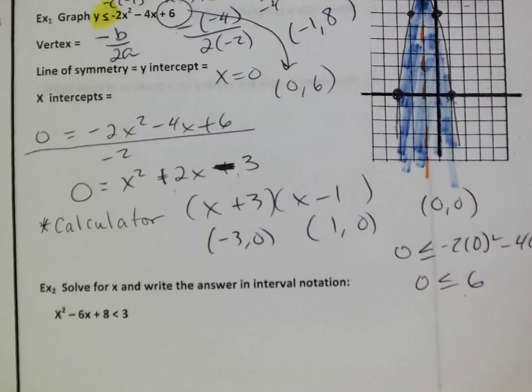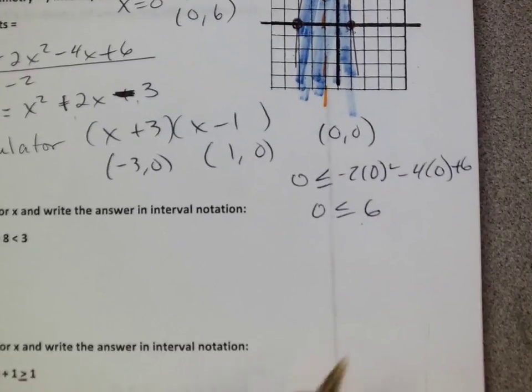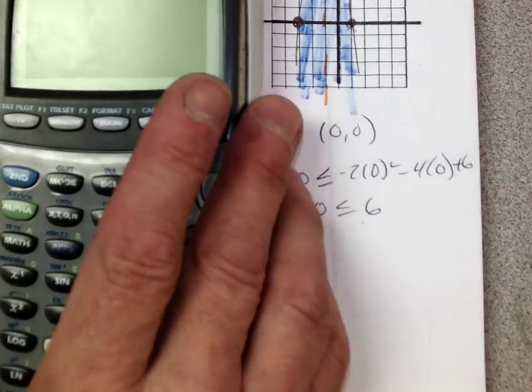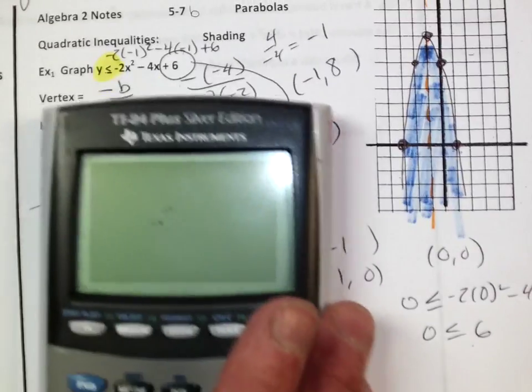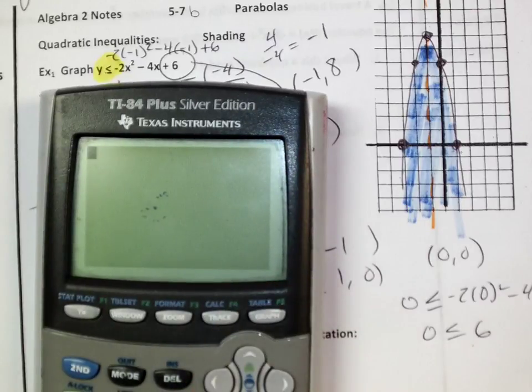So I test the point. I plugged in 0, 0. I got a true statement. I already knew it was the right answer. Now, how about the calculus? Calculators also shade. These things are so cool. So, you ready? You're going to love this.